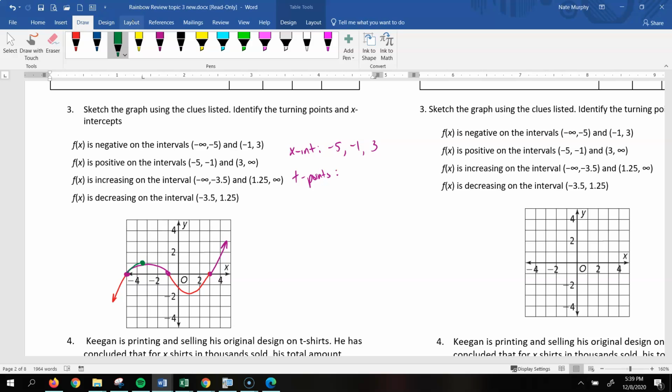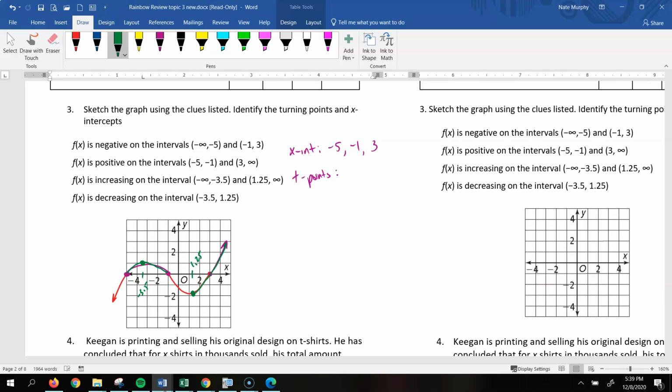Okay, so this graph would actually come up and then it would change direction at that point. And then it's going to change direction again. So it's increasing on that interval. It's also increasing from 1.25 to infinity. So 1.25 would be right about here. That means from here to infinity, it's going up. So we'd have a turning point there at 1.25, and this one was at negative 3.5.